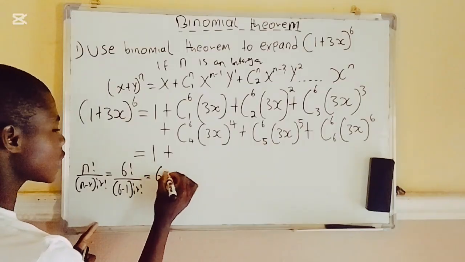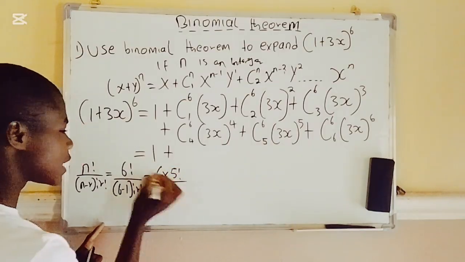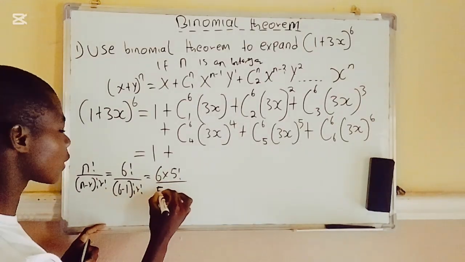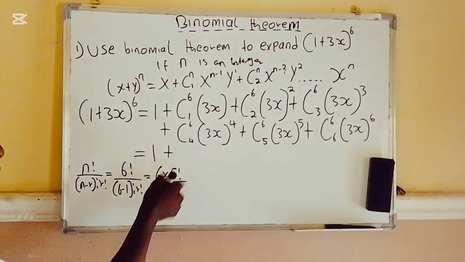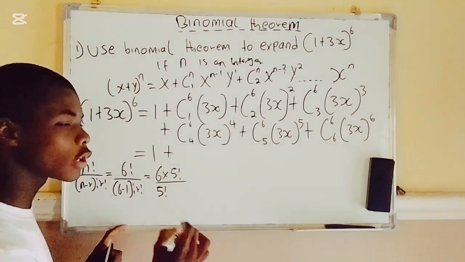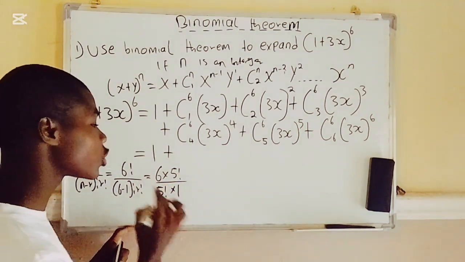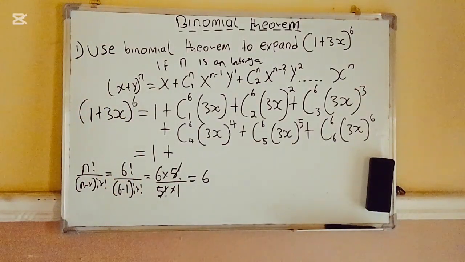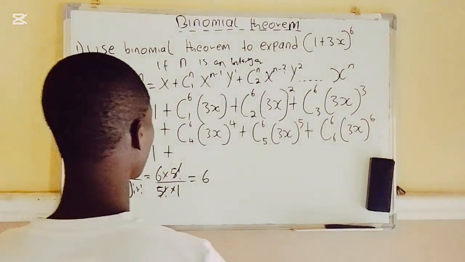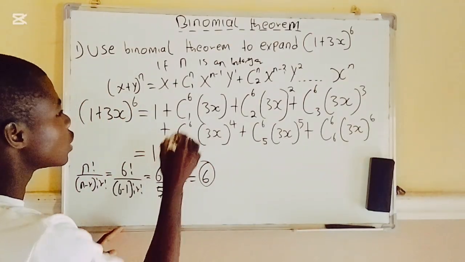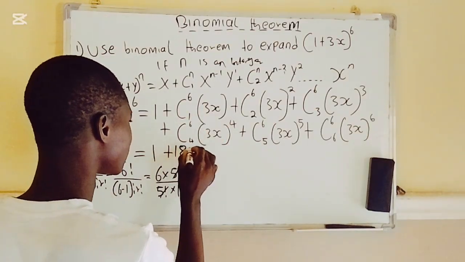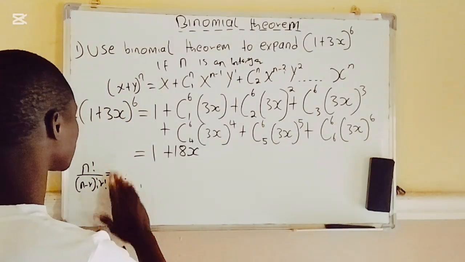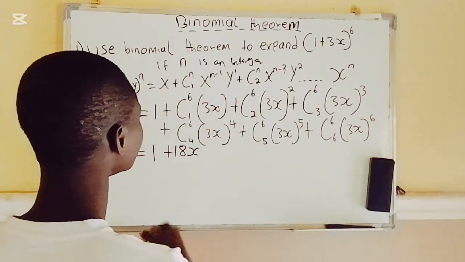It will be equal to 6 multiplied by 5 factorial, which is the same thing as 6 factorial. The reason why I break it down is that 6 minus 1 gives me 5 factorial, so I cancel the 5 factorial, and 1 factorial is 1. 5 factorial cancels, so it will be equal to 6. I hope you get it. So I have 6 multiplied by 3x, which is 18x. This is all for 6 combination 1.